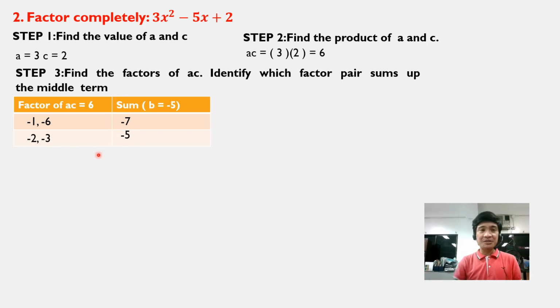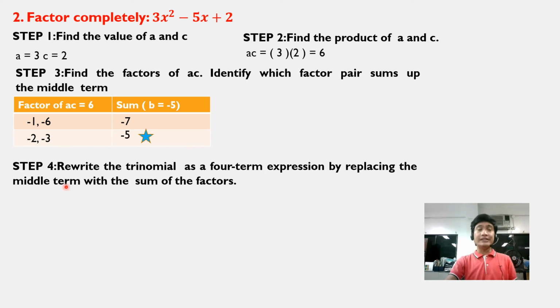Kaya lang may sinasabi pa yung step number 3. Sinasabi sa step number 3, na isa pang sinasabi niya, identify which factor pair sums up the middle term. Pag in-scrutinize natin kung anong ibig sabihin nun, kailangan nating alamin sa mga kombinasyon na ito, yung dalawang numbers or integers na pag pinag-multiply natin, lalabas positive 6, pero pag pinag-add, lalabas negative 5. Siyempre, ito po yun. Negative 2 times negative 3 will give you positive 6. But when you add negative 2 and then negative 3, that is equal to negative 5. Ganun lang po ang step number 3.